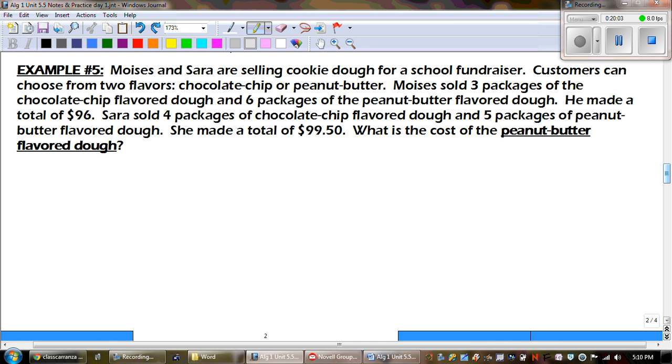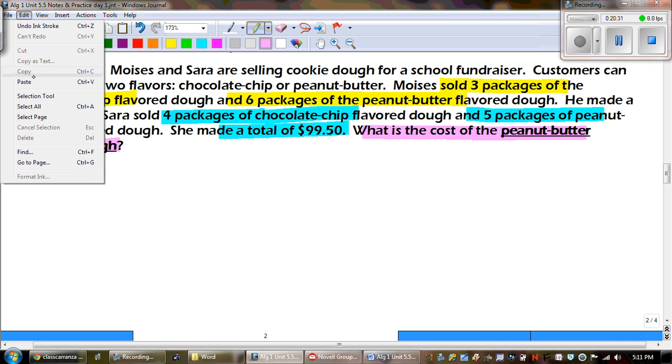And then Sarah sold 4 packages of chocolate chip flavored dough and 5 packages of peanut butter, and she made a total of $99.50. So I don't know about you, but I'm just going to highlight some information right there. There you go. And now it's asking for what is the cost of the peanut butter?